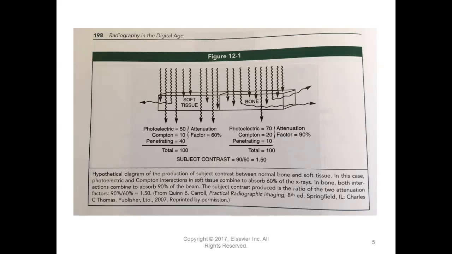So what does that 1.5 indicate? Well, it means the bone is absorbing 50% more radiation than the soft tissue, which makes sense based on what we know about how our x-rays look. So next up, figure 12.2.